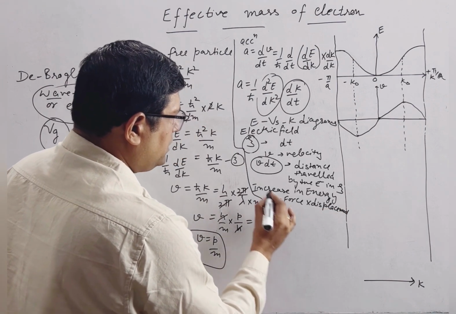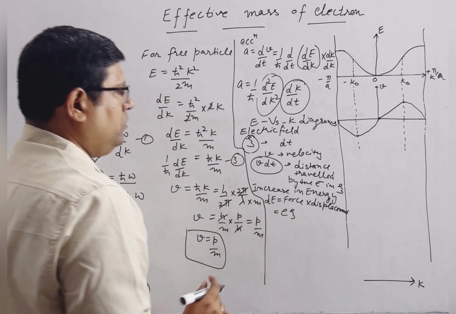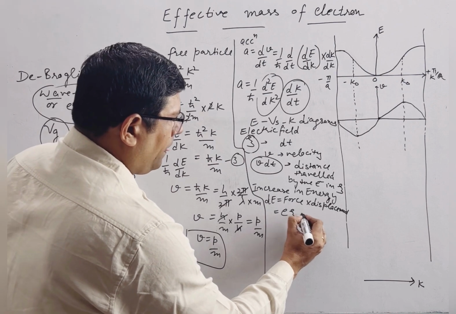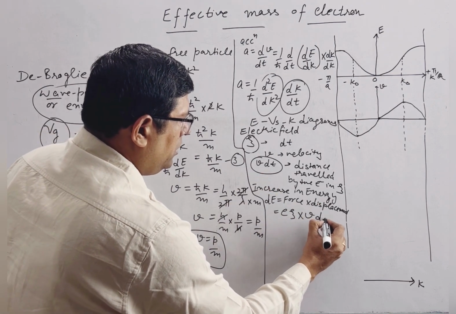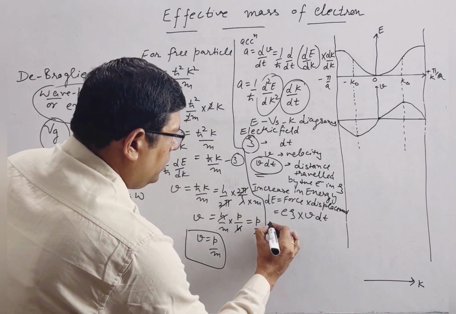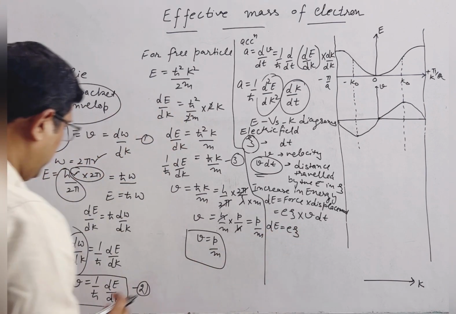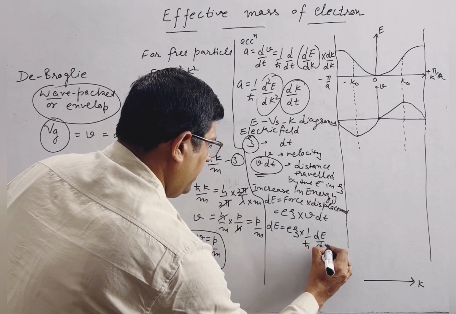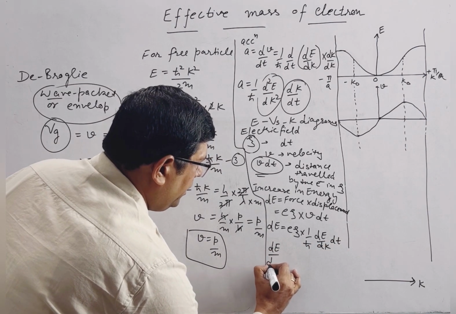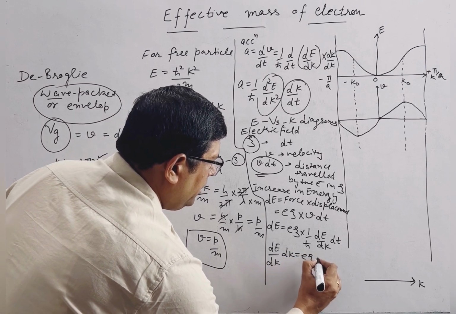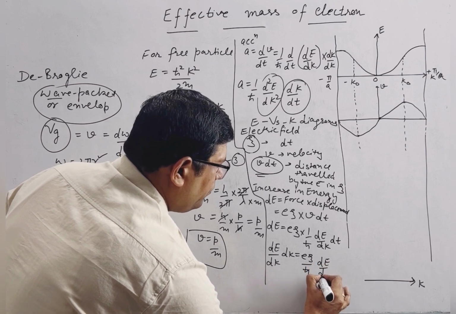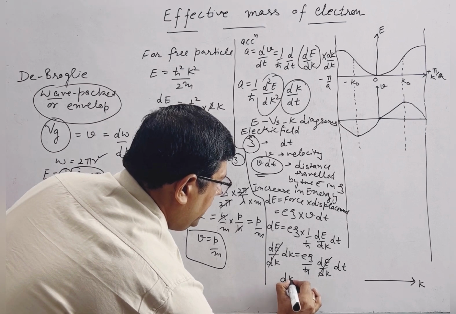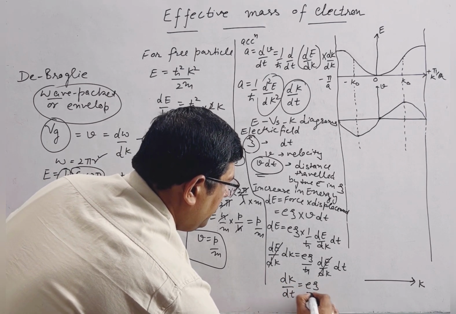Force in an electric field is E into J, where E is the charge of the electron and J is the electric field, so E into J into displacement. Displacement is v into dt. Now dE equal to EJ, put the value of v: 1 upon h cut dE by dk into dt. Multiply and divide by dk here: dE equal to EJ upon h cut dE by dk into dt. So this is cancelled out and we get dk upon dt equal to EJ upon h cut.